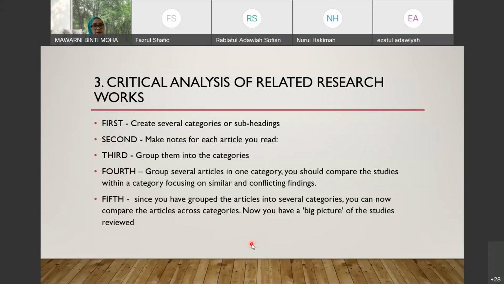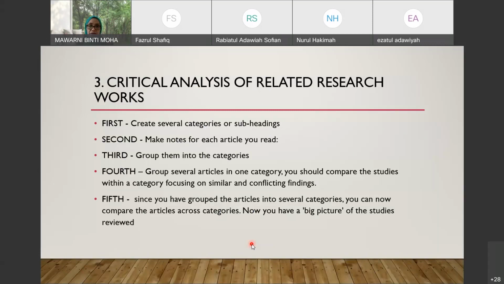Okay, I'm giving you the way how it should be done. On the critical analysis of related research work, you have the framework of how you want to put it in chapter 2. You put in a table of contents what you want to do, and then you fill in the information under subheadings and headings.